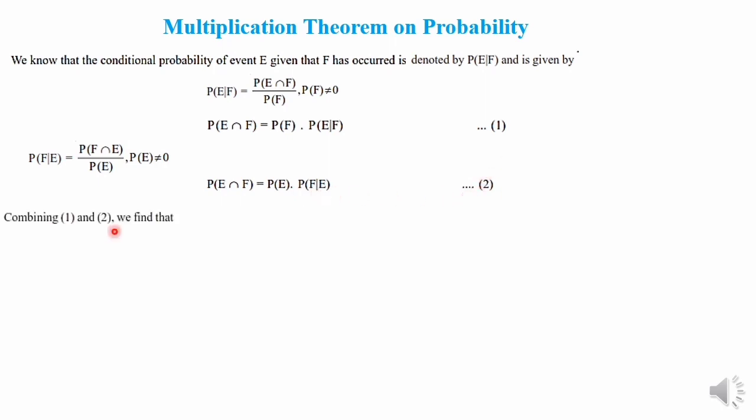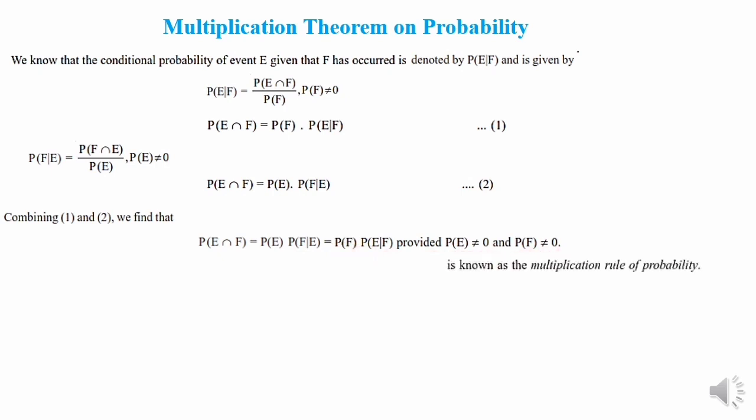When we combine equation number 1 and 2, left sides are equal. Here also P of E intersection F, here also P of E intersection F. Right side is P of F into P of E given F, here P of E into P of F given E. When we combine these two equations, we can write P of E intersection F is equal to P of E into P of F given E, equal to P of F into P of E given F, provided P of E and P of F are not 0.